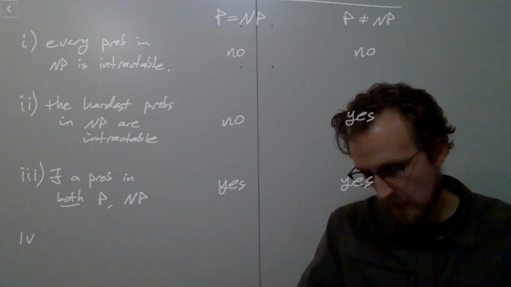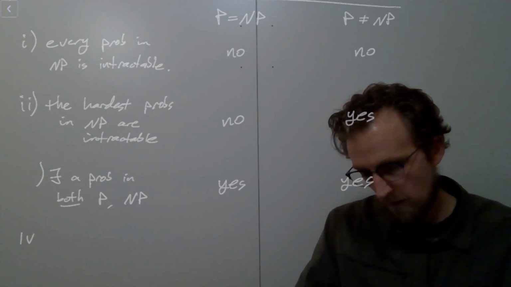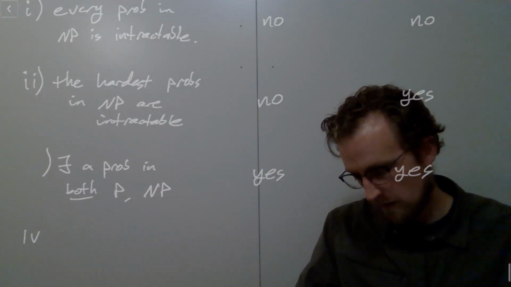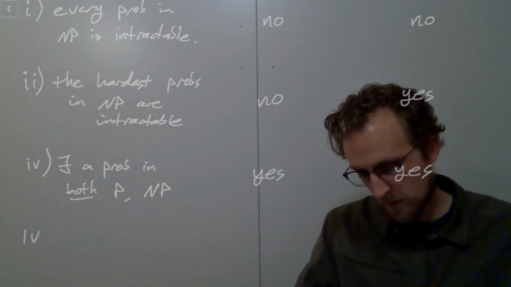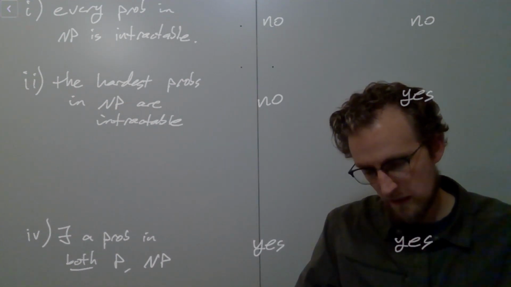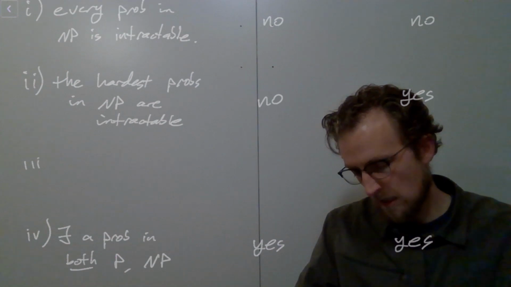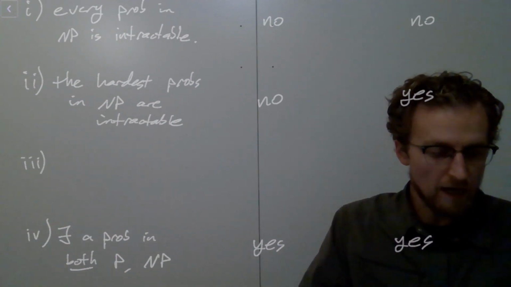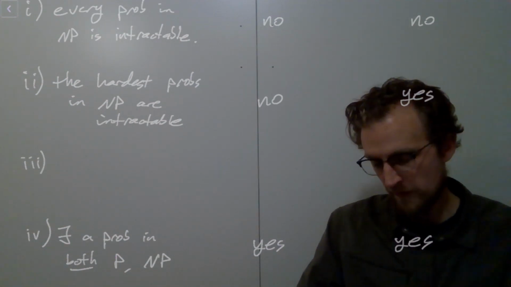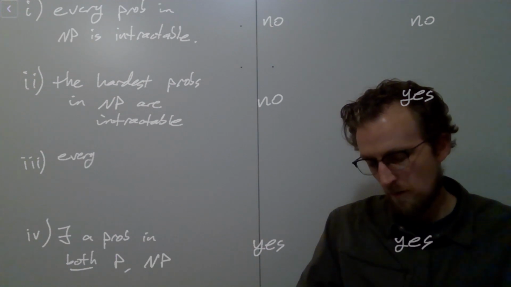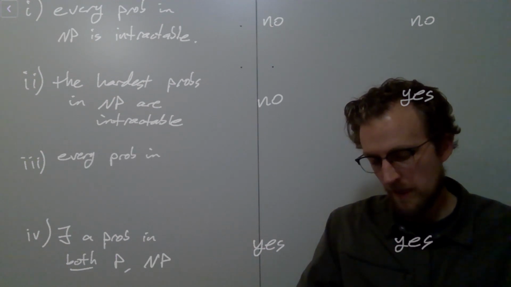I skipped one. This is actually 4 here. And now I am so happy I'm on a digital whiteboard because that makes it very, very easy. So 3 was a different problem. 3 says every problem in P is tractable. So every problem in P is tractable.